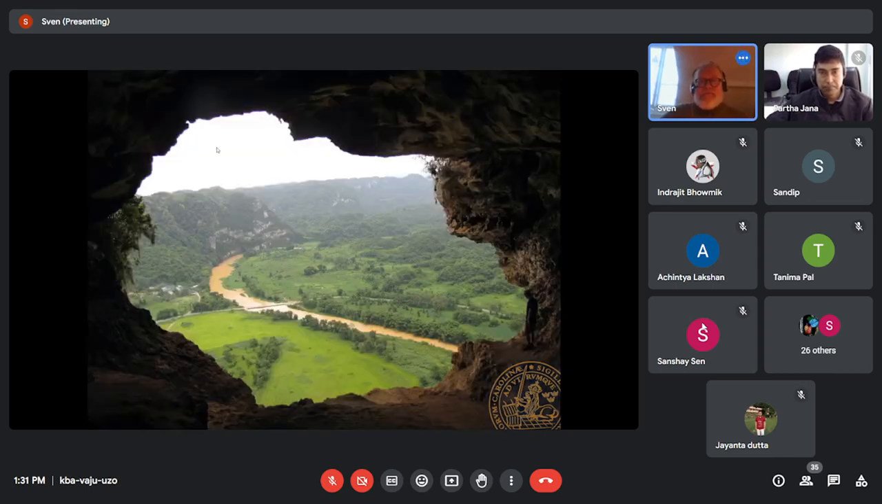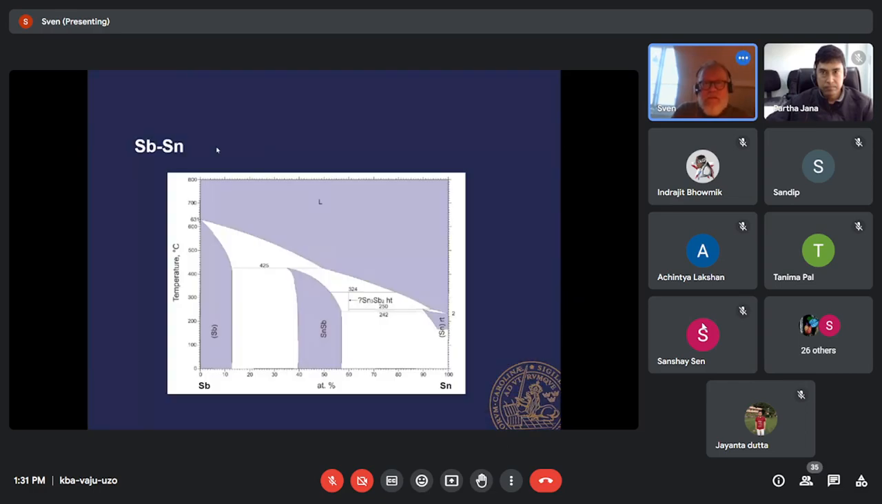Stistite is a mineral which is found along the banks of the river Tanama in Puerto Rico. Stistite is in fact a mixture of tin and antimony. It's got a huge existence interval. You can see from 40% all the way up to 57% of tin, you can form this interesting phase.